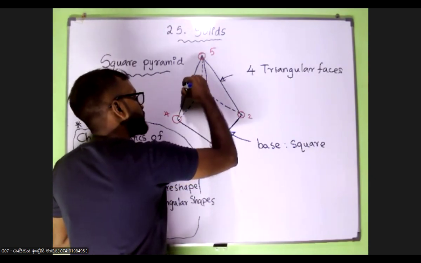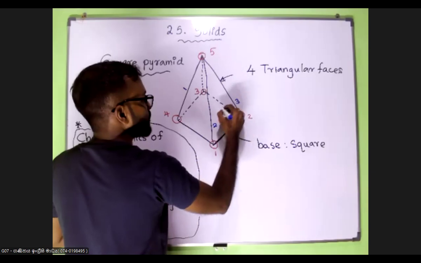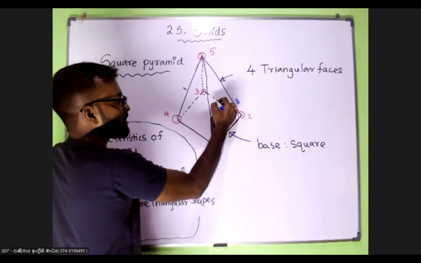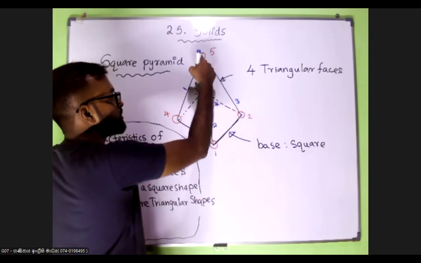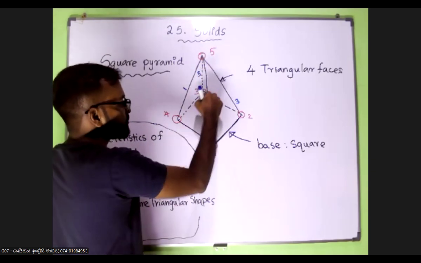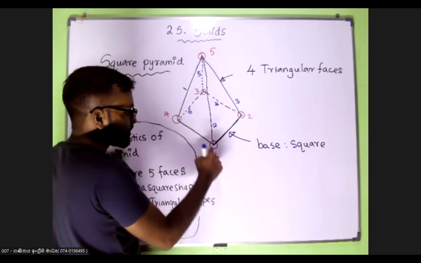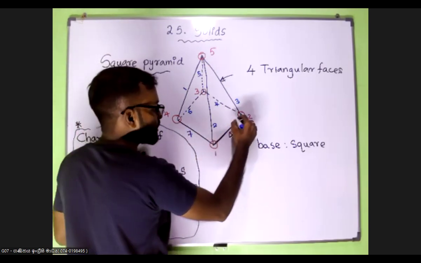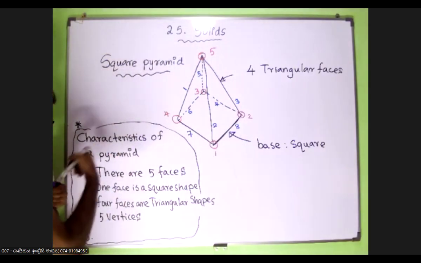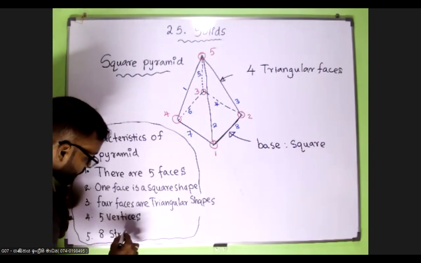Right, first one, second one, third one, and this is another one that we cannot see, and I will mark it as 4. Right, and this one is another one that I cannot see, 5, and this one is another straight edge we cannot see, 6, and this one can be visible, 7, and this one is the other edge, 8. Right, so there are 8 straight edges.